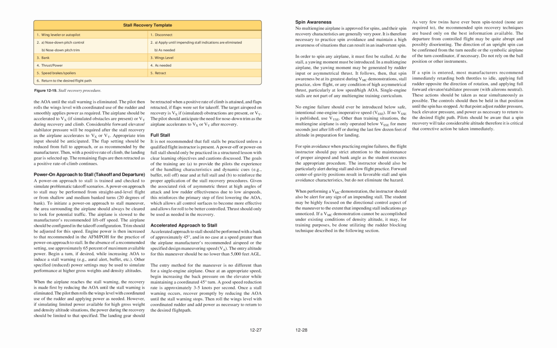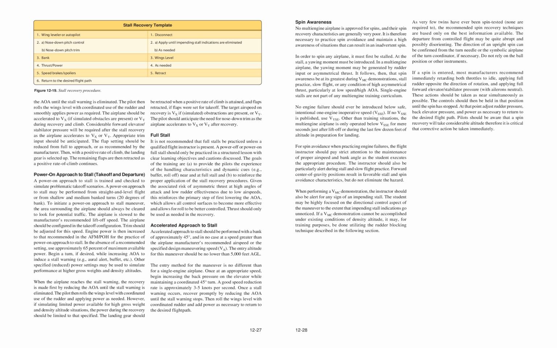The landing gear should be retracted when a positive rate of climb is attained, and flaps retracted, if flaps were set for takeoff. The target airspeed on recovery is Vx if simulated obstructions are present, or Vy. The pilot should anticipate the need for nose-down trim as the airplane accelerates to Vx or Vy after recovery.